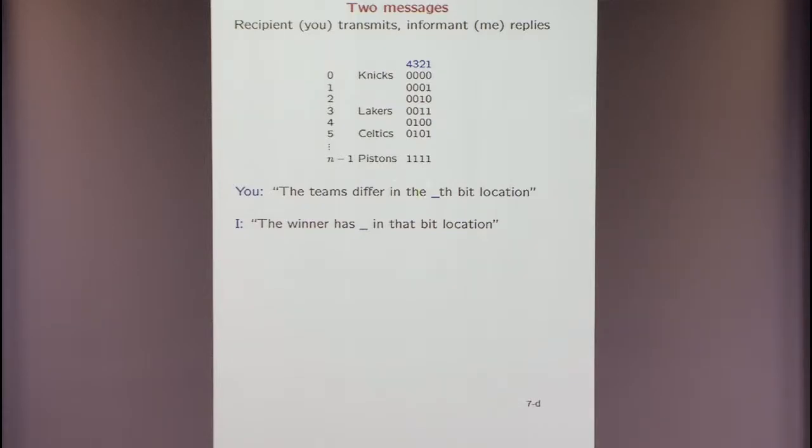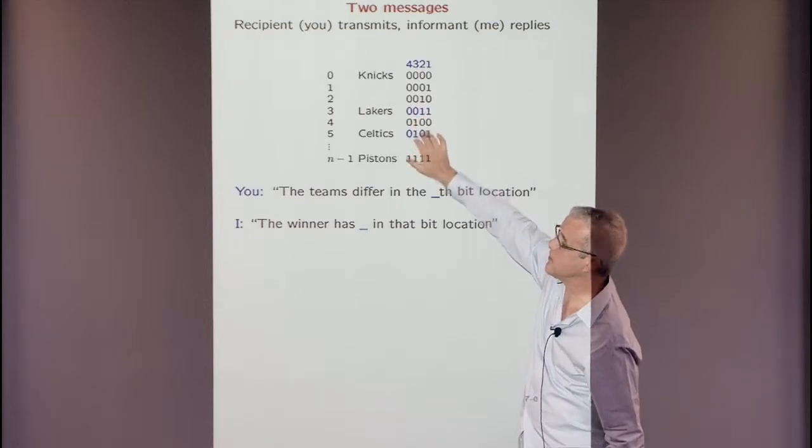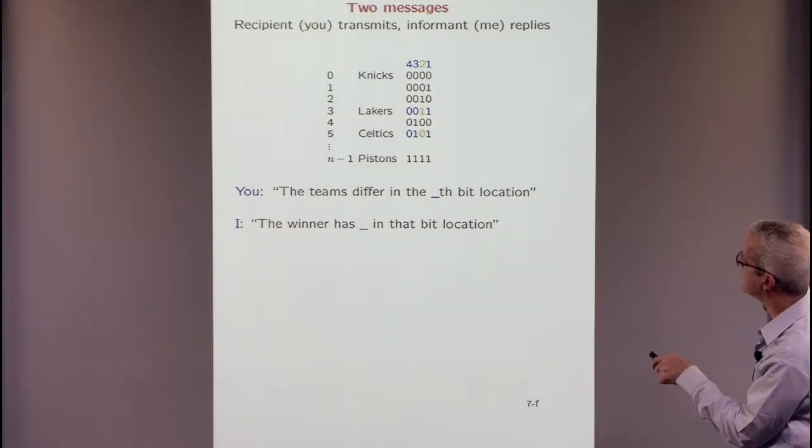So you tell me the location where they differ, and then I tell you in that location the winner has something. So for example, in our case, you know the Lakers and the Celtics. There are 2 different sequences. They must be different in at least 1 location. In this case, they actually differ in 2.